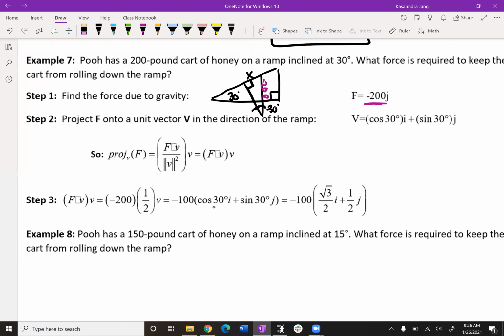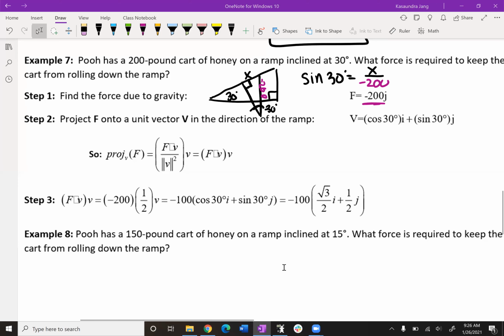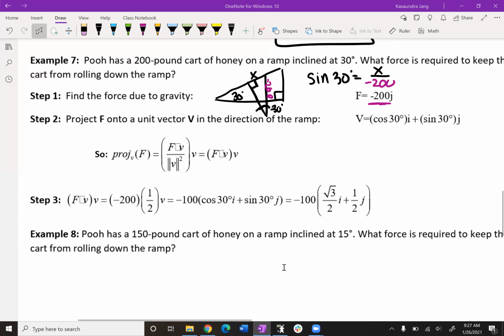So I personally would go like this. Sine of 30 degrees equals the opposite over the hypotenuse, so the x over the negative 200. At this point, this is an equation we learned how to solve. Multiply the negative 200 over, you can put it in your calculator and get your x. The way they do it obviously is a little different. It's more scientific. I did it more mathematically, but we should end up with the same answer.